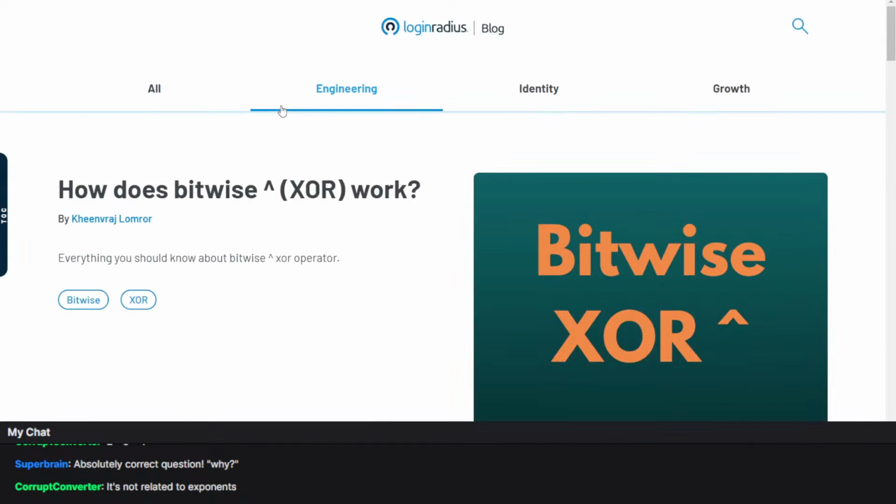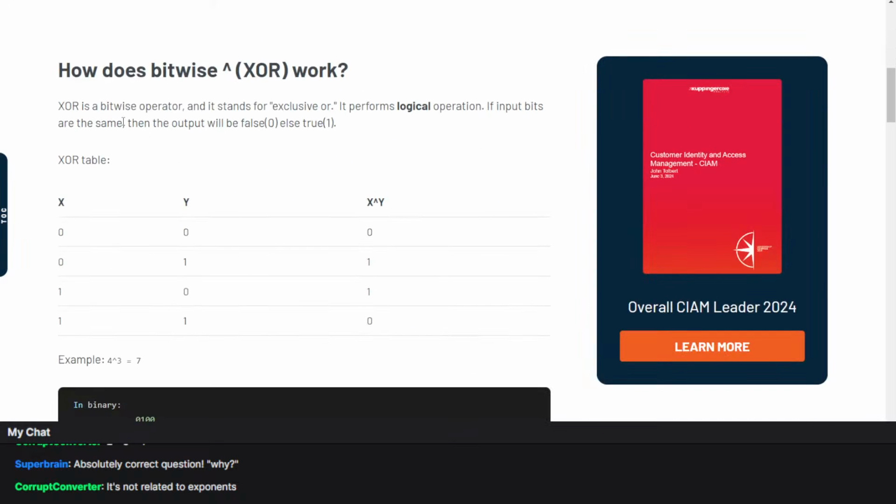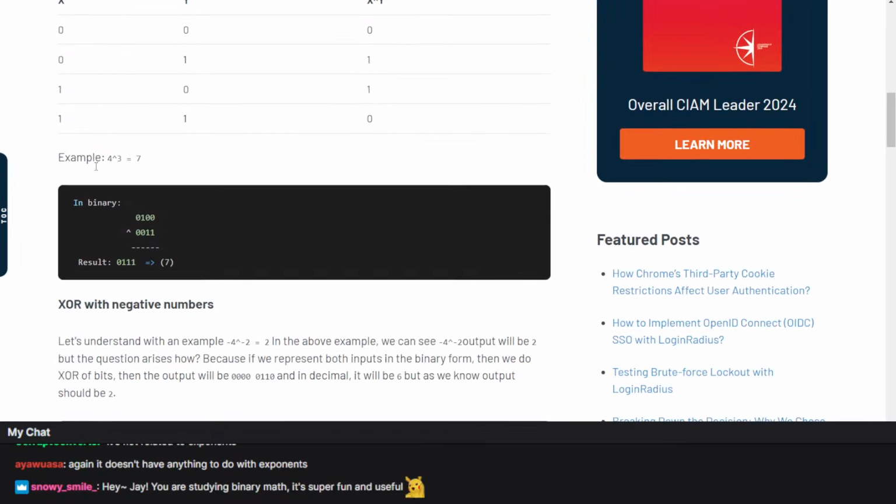Maybe we'll start from the top. Maybe actually we'll read this. Everything you should know about bitwise. Corrupt Converter says it's not related to exponents. Okay, that's what's confusing. It performs a logical operation. If input bits are the same, then the output will be false. That's true. Oh, so everything is just supposed to flip.